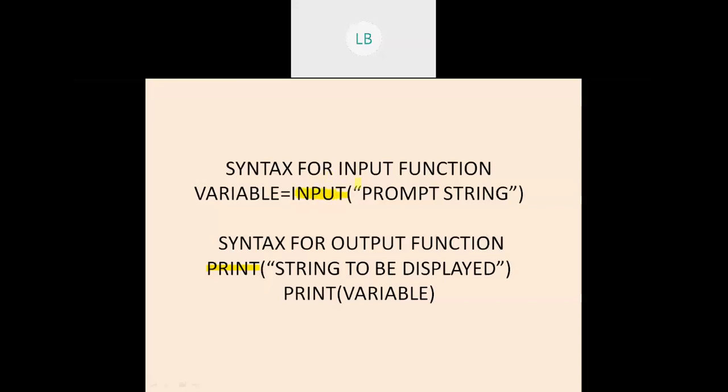Input is the keyword. You can see these brackets, children, simple parentheses. This is for the function. And within this, you can see a prompt string within double quotes. This is nothing but the string that will be displayed on the screen during the execution, to help the user understand what data he or she has to enter. By seeing this, I'll understand and I'll enter the data. That data will be stored in the variable. For displaying the result, you are going to use the print function.